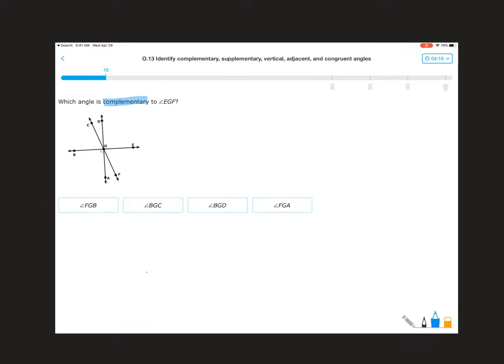Cool. Okay, so the next problem is complementary. So what is complementary? So if you have your notes, complementary is two angles that add up to 90 degrees. Okay, so I'm going to try to voice over this one without making any mistakes. Okay, so we're looking at angle EGF. So we got to go find that angle, and then we got to find an angle that will be right next to it that will add up to 90 degrees.